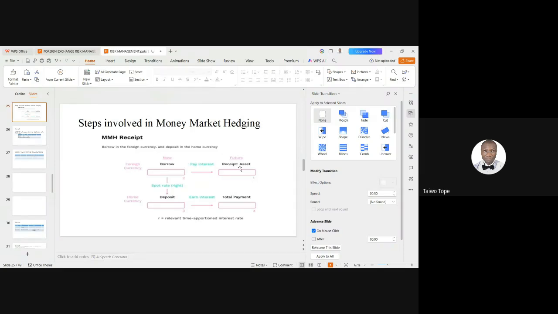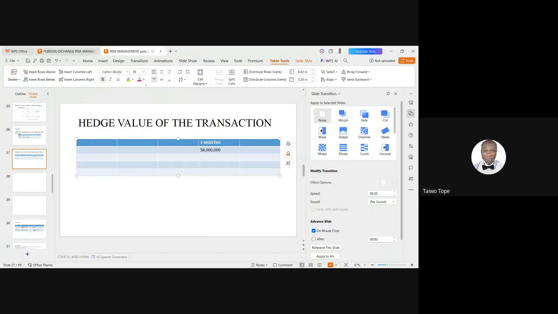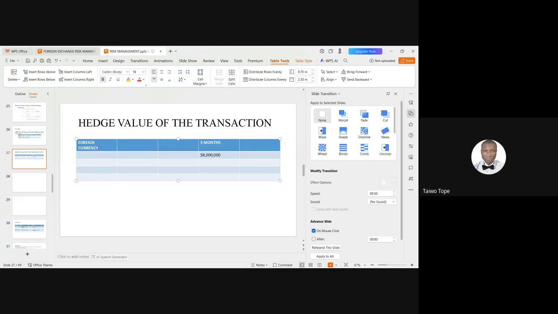Now, based on this format, what do you need to do now? Look at the screen. We need to borrow. In what currency? In foreign currency. So let me put it here: you borrow in foreign currency. So right now, we need to borrow in foreign currency.